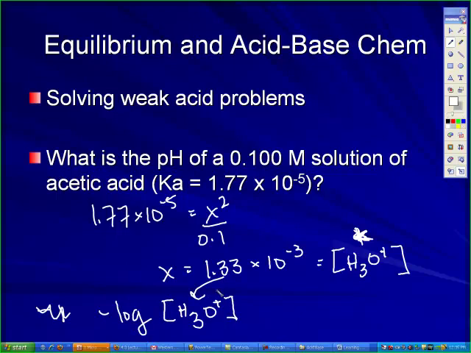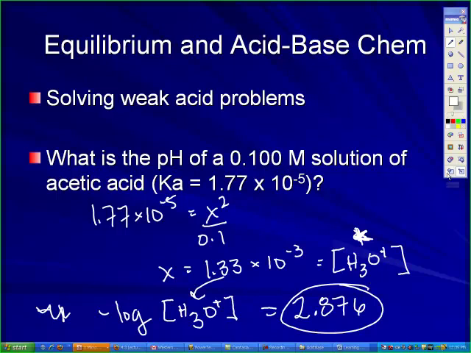So we're going to plug in that number, take the negative log, and that comes out to be 2.876. So it's still an acidic solution. We come up with about 2.9 for our pH.